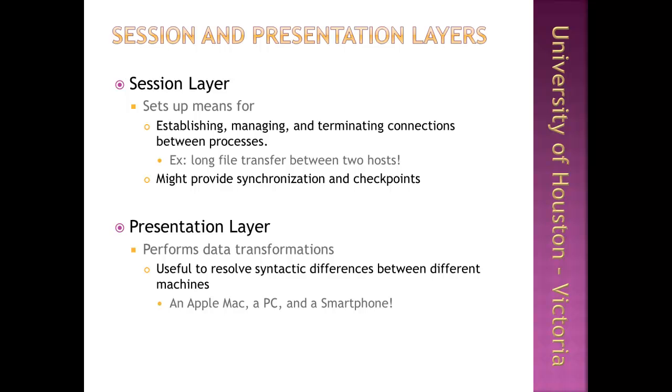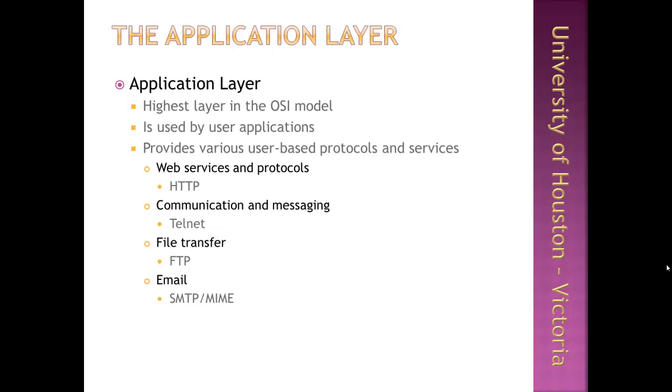So for example, you may have a Mac, you may have a PC, or you may have a smartphone as endpoints of your network, and so you want to make sure, and this layer makes sure, that whatever higher level application you have, the data representation will be taken care of so that it can be sent and received through your network architecture. And finally, we have the application layer.